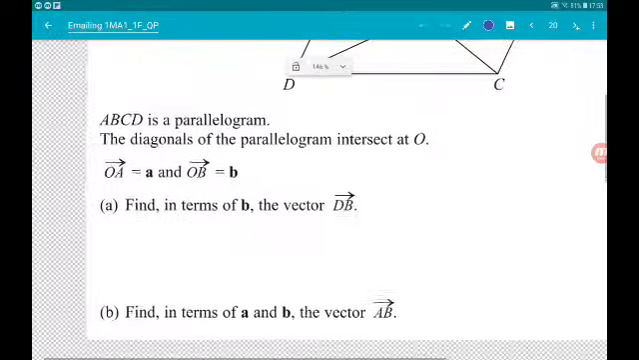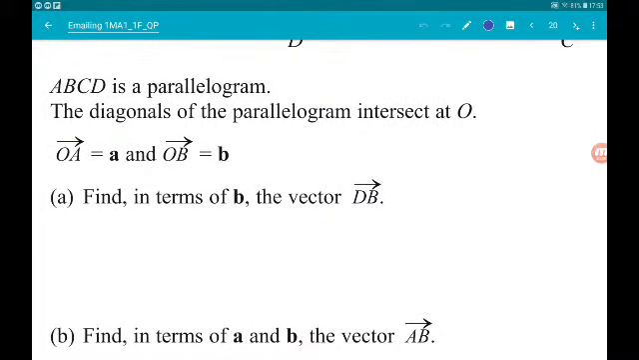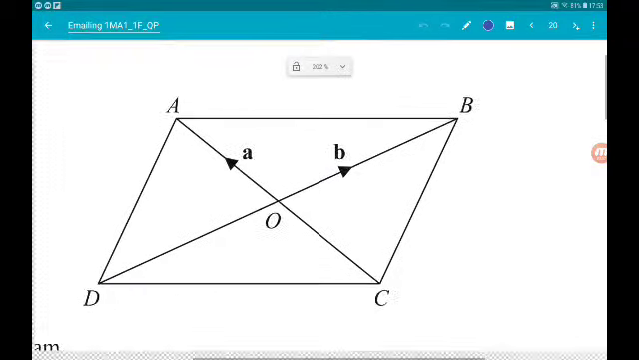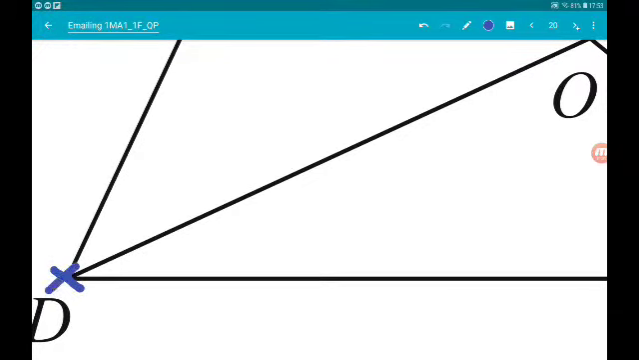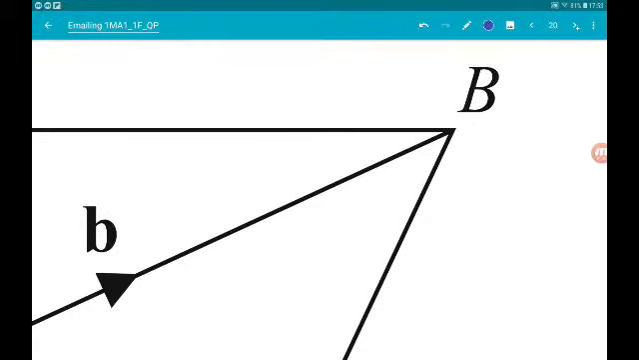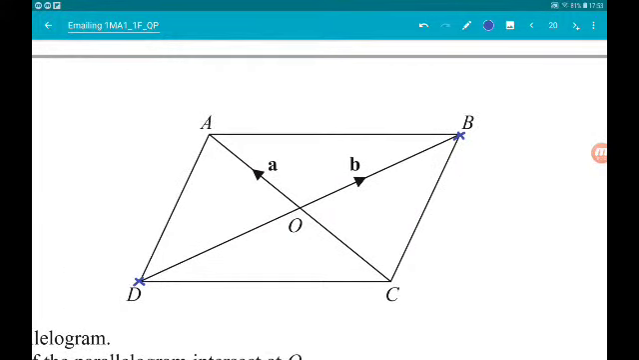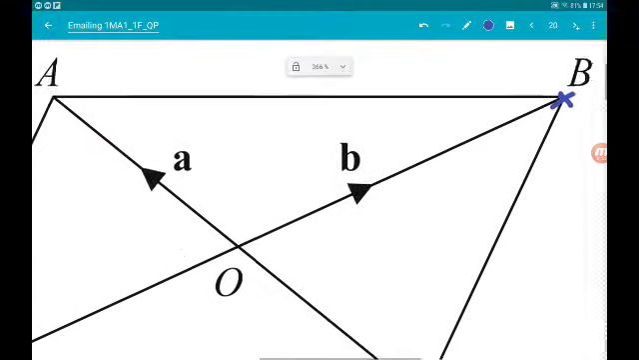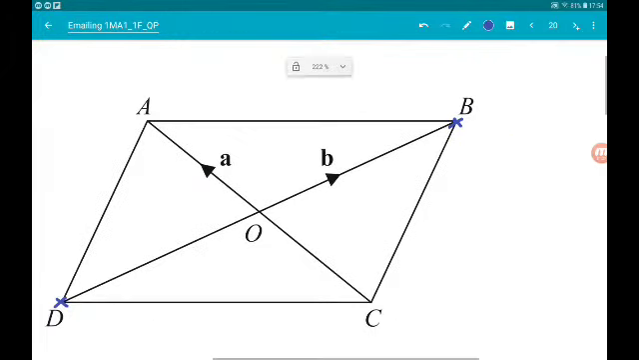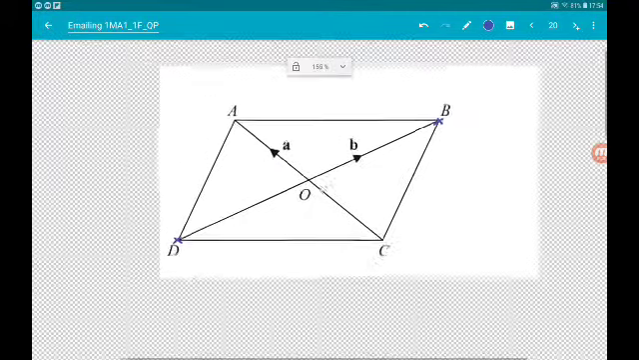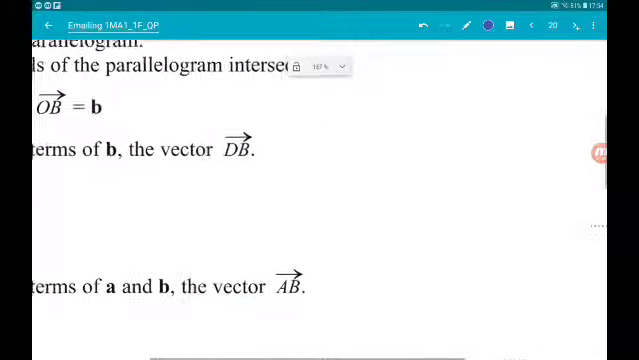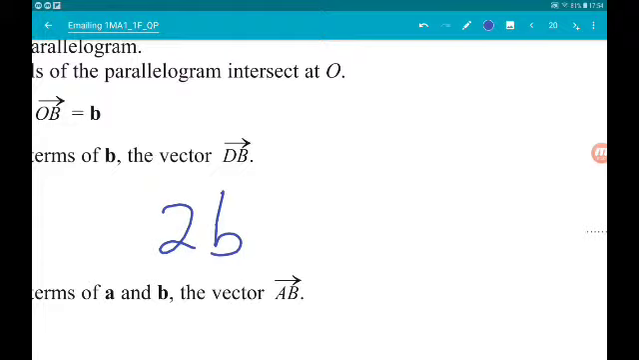Part A wants us to find in terms of little b the vector D to B. So that means, how do we get from here to here? So, as I just said, the points where the diagonals meet are the midpoint of each diagonal. So it's halfway along. So if O to B is little b, D to B is 2 times that, so it's 2b. Okay.